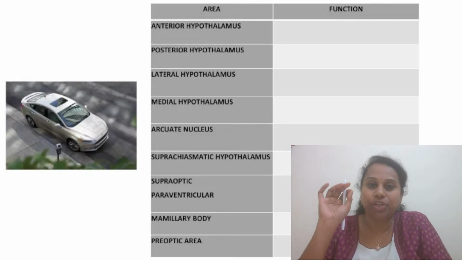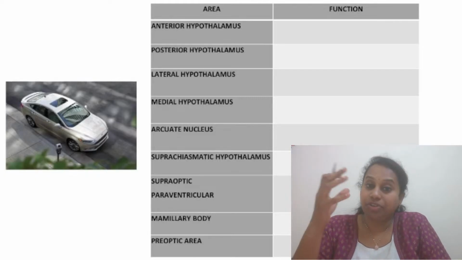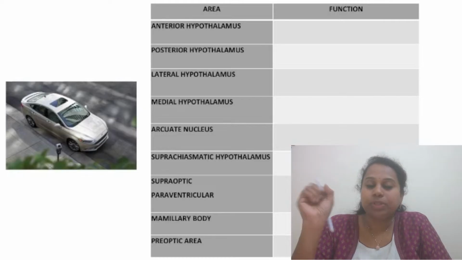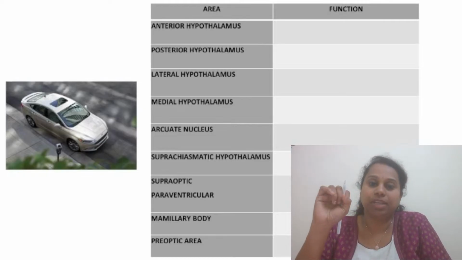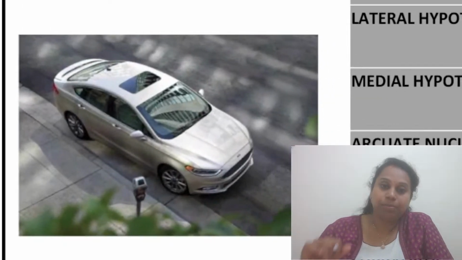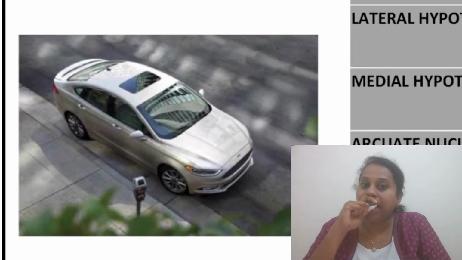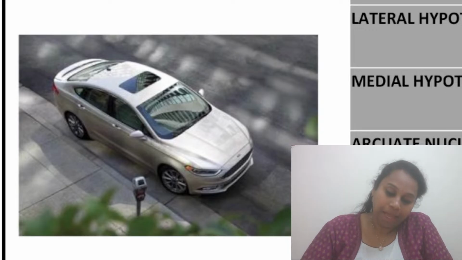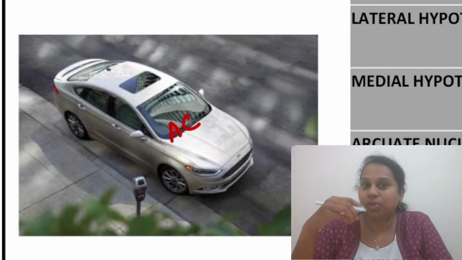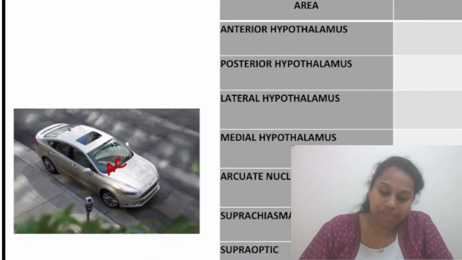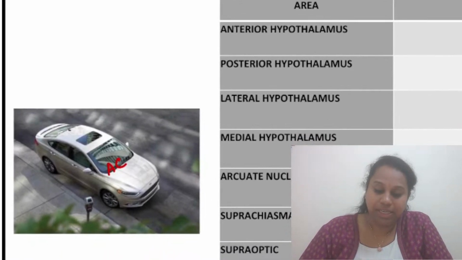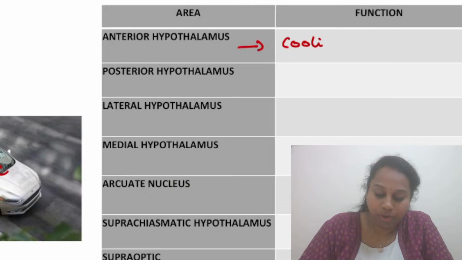Hypothalamus has different nuclei and the functions are also very important. So with a small comparison, quickly let's learn the functions of the nuclei of hypothalamus. Let's compare hypothalamus to this car. In a car, anteriorly you have AC and AC gives you cooling. So anterior nucleus of hypothalamus, what is the function? Yes, it has cooling effect on the body.